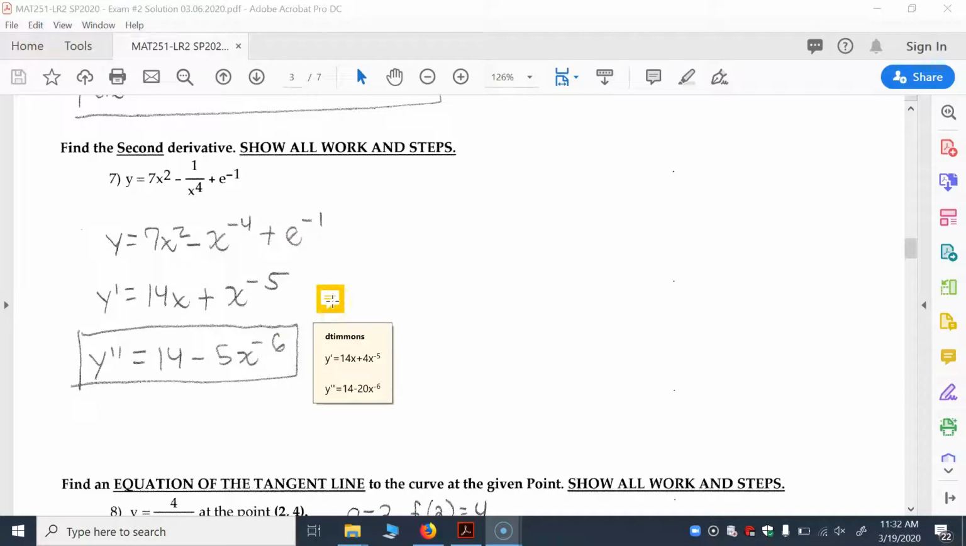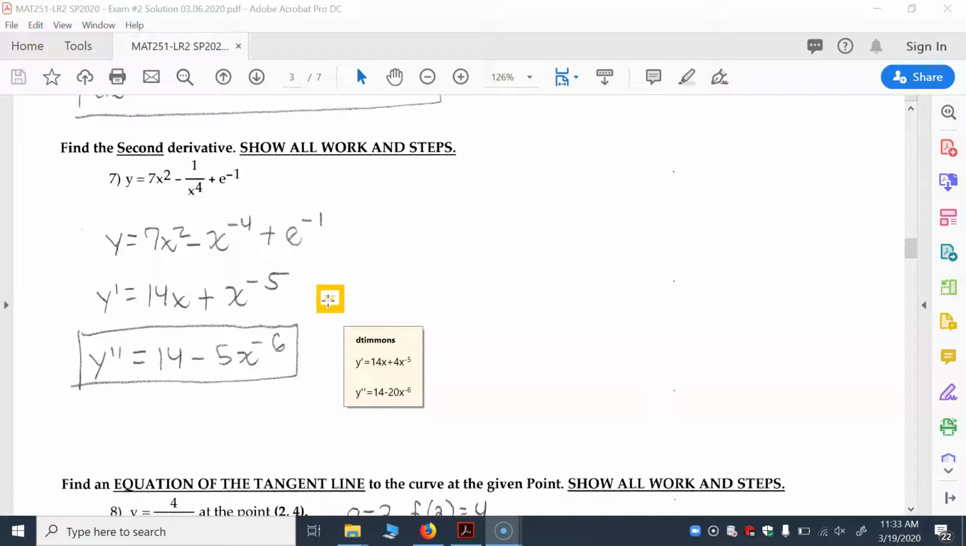But this second part, y prime here should be 14x plus 4 x to the minus fifth. The minus 4 times the minus should be plus 4 x to the minus fifth. Then when we take the second derivative, 14x becomes 14, and then minus 5 times plus 4 is minus 20, and then it's x to the minus 6. So just notice that final answer, a little bit of a typo there. 14 minus 20x to the minus 6 is the correct answer.